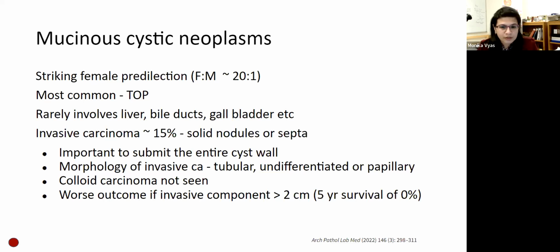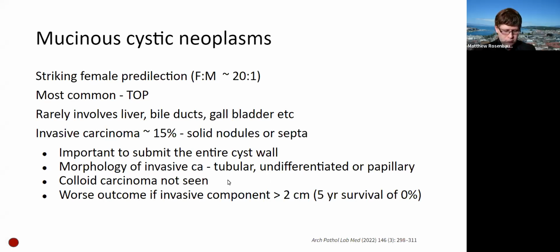And usually the invasive component is seen in the form of mural nodules, which are solid nodules within the cystic lesion, or you can sometimes see incidental invasion within the septae as well. So it's important to submit the entire cyst wall in these cases to look for invasive malignancy.